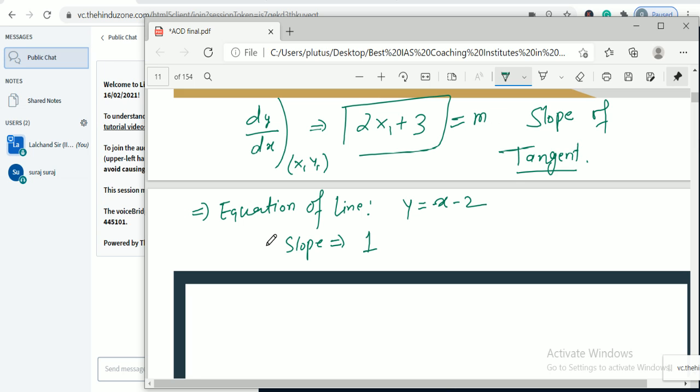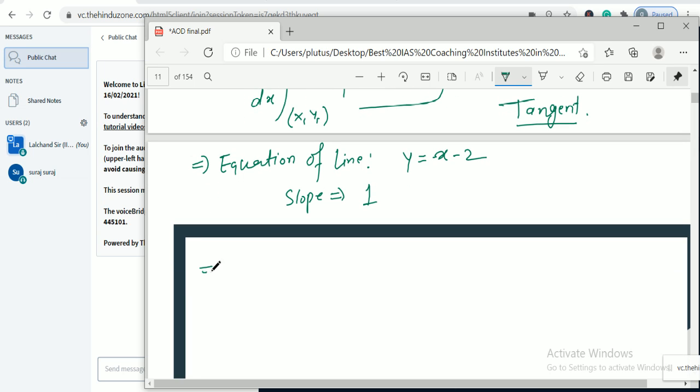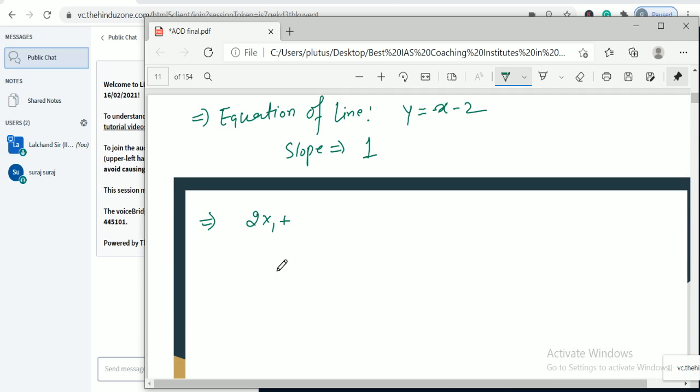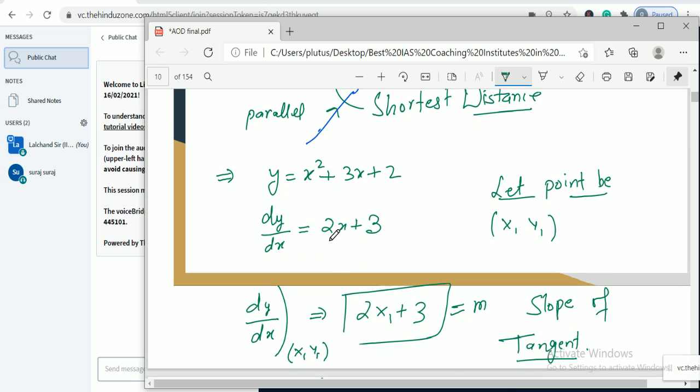Because these two are parallel, if we equate, we have 2x1 + 3 = 1. Then 2x1 = -2, so x1 = -1, isn't it? This is the value of x1. So now we have the point. Can you find out the value of y1?